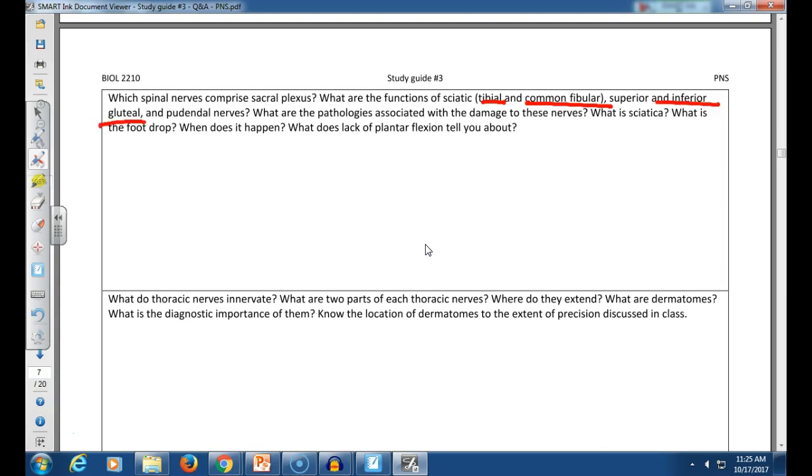Gluteal, pretty obvious. Buttocks. And everything that's associated with buttocks, which is mostly the hip extension. Standing up, that's buttocks. Pudendal nerve, genitalia.